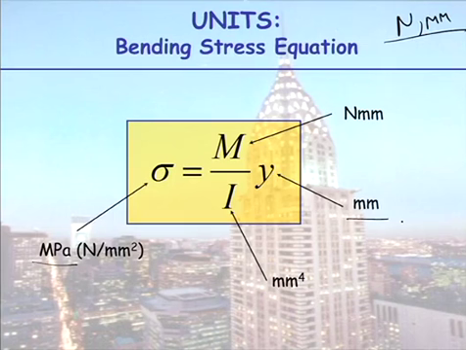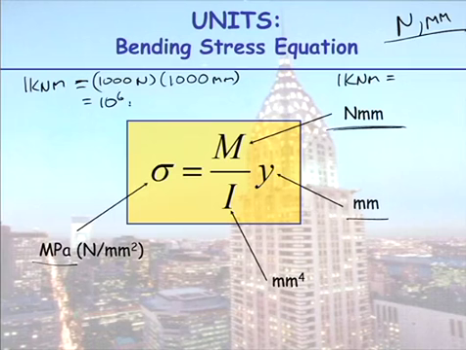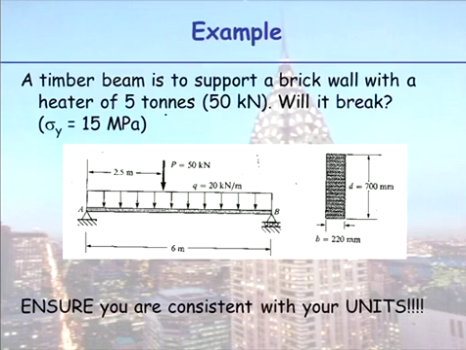When we work out I, we usually work in millimetres to the fourth. So the thing you have to be aware of is when we draw our bending moment diagrams, we work in kilonewton metres. So how do we convert? What is 1 kilonewton metre in terms of newton millimetres? 1 kilonewton is how many newtons? Well, it's 1,000 newtons. 1 metre is how many millimetres? It's 1,000 millimetres. So 1 kilonewton metre is 10 to the 6 newton millimetres. I shouldn't have to do that, but I do because that's where a lot of you go wrong. Okay, now we can do a problem.